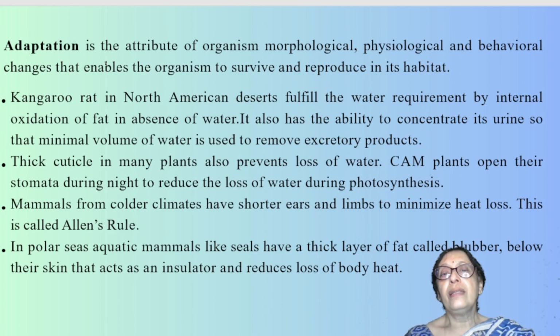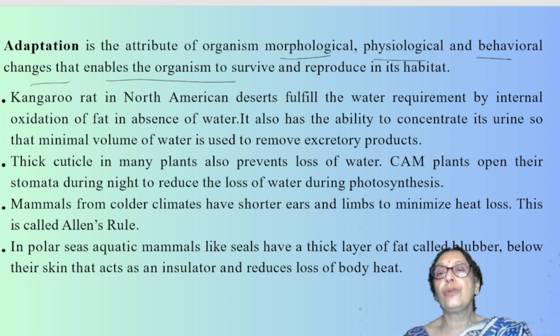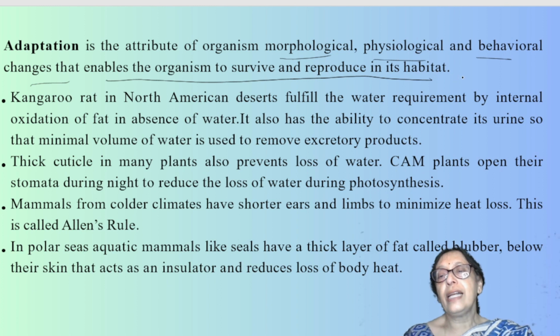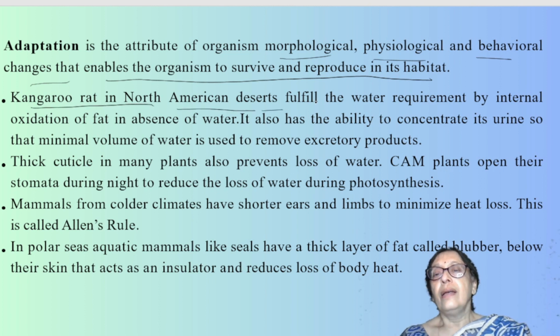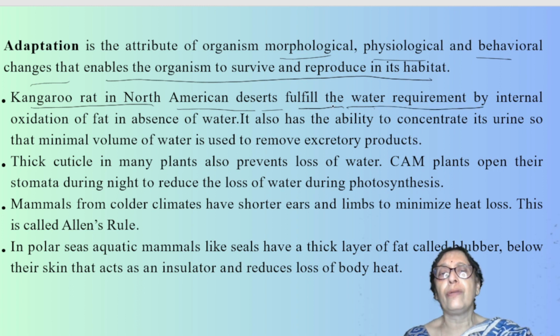So adaptation is the process by which organisms undergo morphological, physiological, and behavioral changes that enable them to survive and reproduce in the habitat where they are now thriving. So we find that the kangaroo rat in North American deserts lives in an area without much water. So it has to fulfill its water requirements by internal oxidation of fat in the absence of water. It also has the ability to concentrate its urine, so a minimal amount of water is used to remove the excretory products.